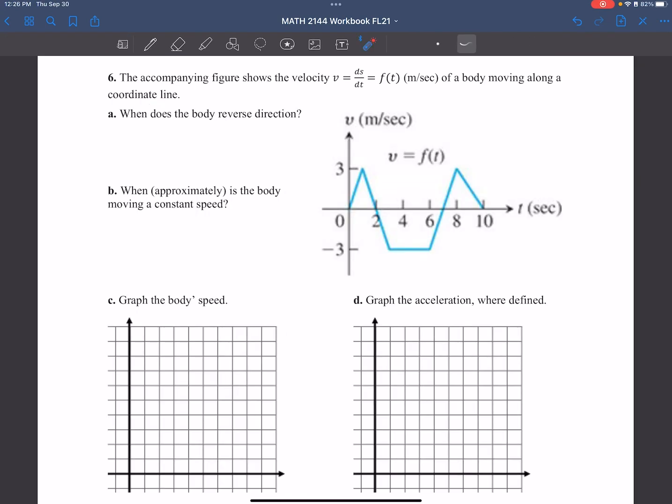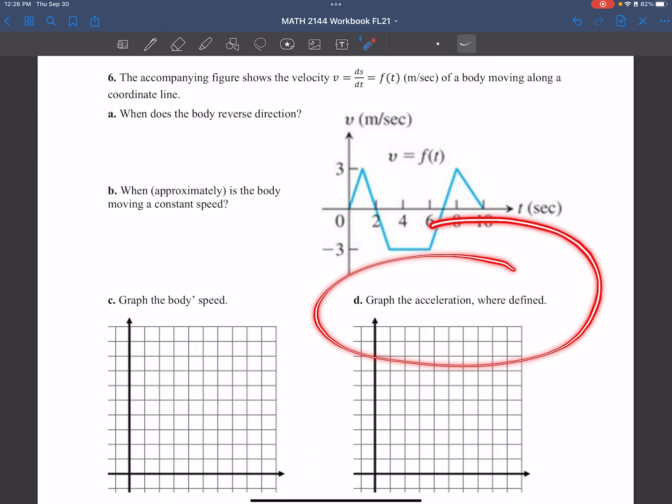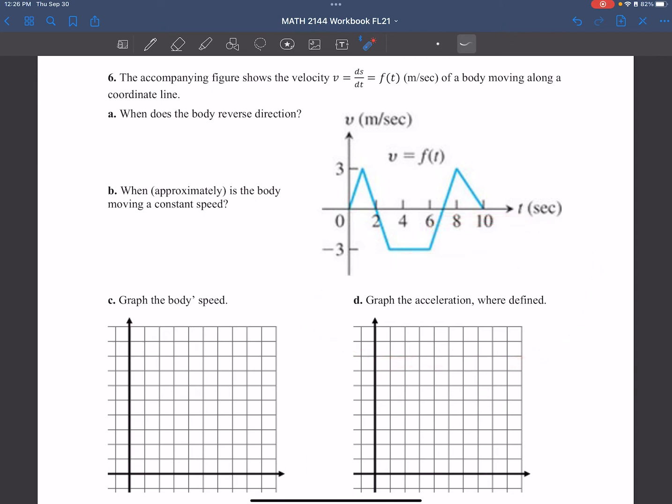Number 6 asks us to look at this accompanying figure, and again, we're given the graph of the velocity. When does the body reverse direction? When approximately is the body moving at a constant speed? It then asks us to graph the body's speed and then also graph the acceleration. So let me give you a moment to go ahead and try those.